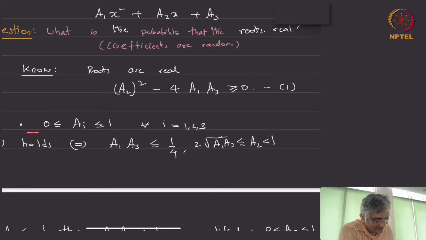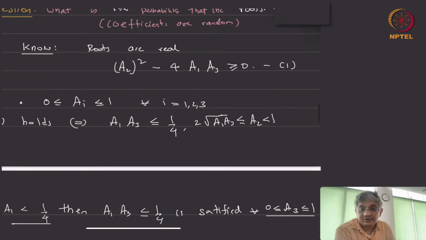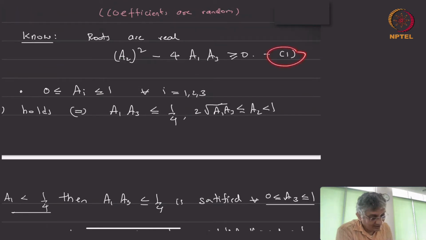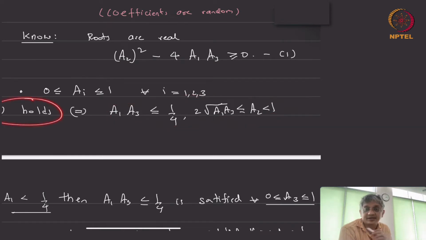Now we know that all the AIs are between 0 and 1 because they are uniform 0, 1, that's what we chose. Very nice. Now this equation 1 will hold if you just observe a little bit. See, this guy has to be less than a quarter because otherwise it will force A2 to be bigger than 1. So I have this condition, and the other condition is that 2 root A1 A3 is less than A2, which is between this and 1. Only when both these conditions hold will 1 hold. That's the first reduction you have to think about.